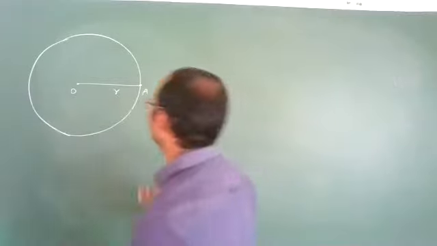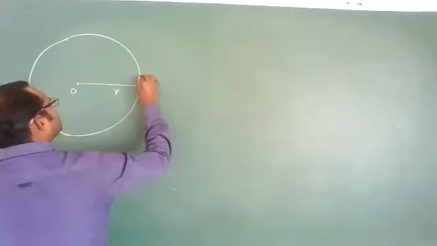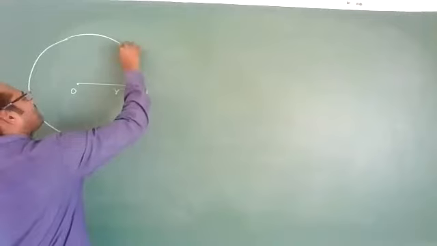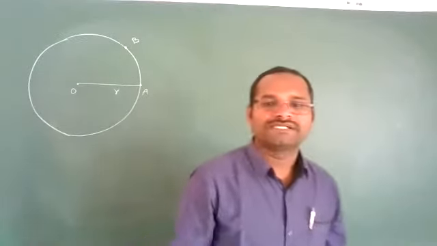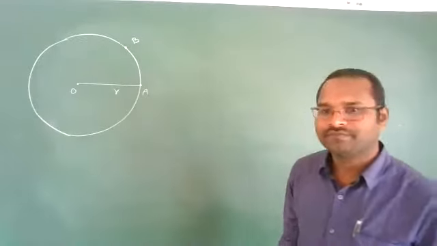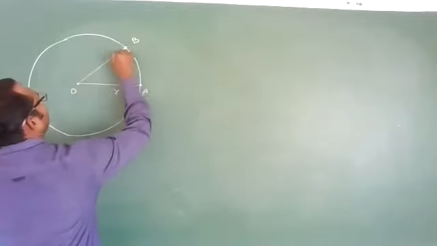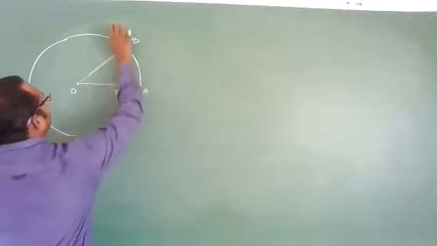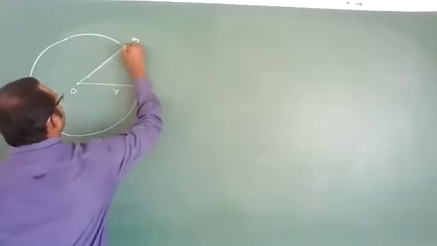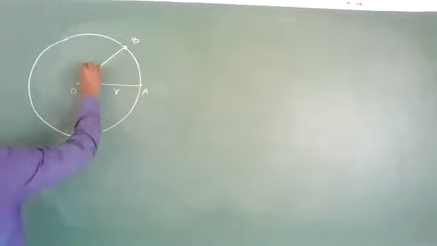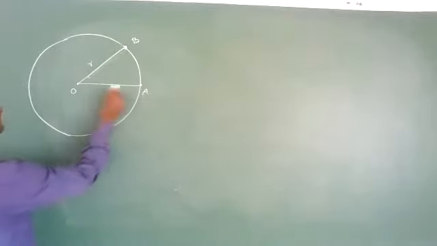Let us suppose that after some time interval, the particle came to point B. So this is also again the radius vector. This is also R. We can see this is O, this is A, this is B. Fine.